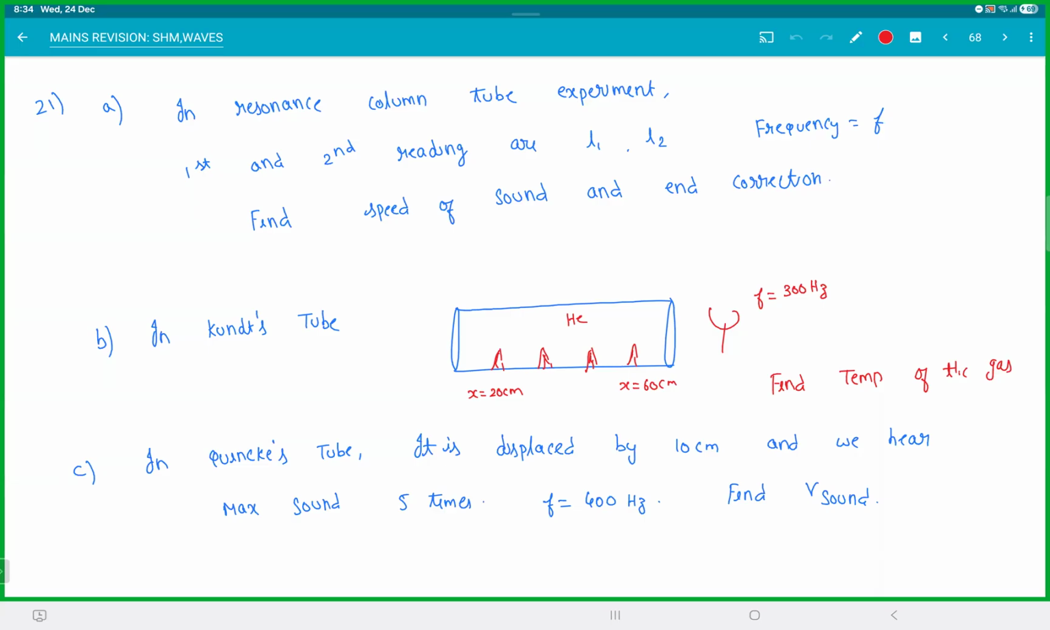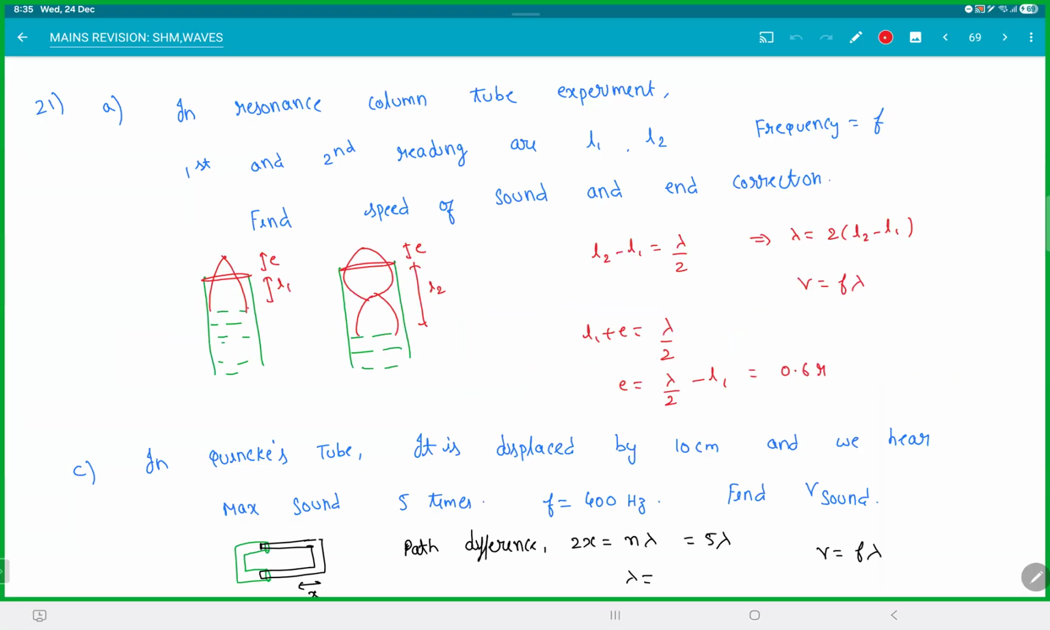Hope you guys remember the experiment. So in a resonance column tube, if you look at the experiment, how will this be? The first measurement will be L1 plus E. The second measurement will be L2 plus E. The difference between the two is lambda by 2. So L2 minus L1 is lambda by 2. From there you get your wavelength.